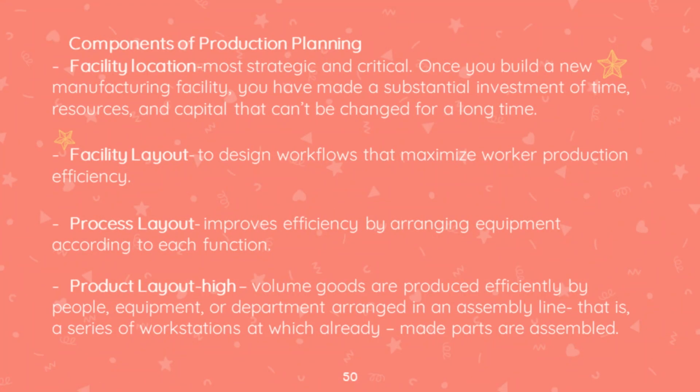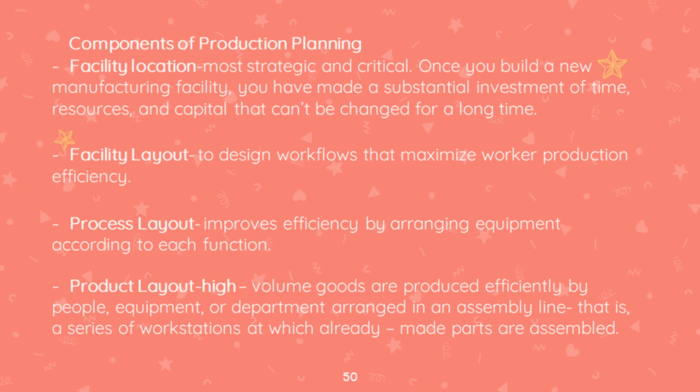Components of production planning. Facility location: most strategic and critical. Once you build a new manufacturing facility, you have made a substantial investment of time, resources, and capital that can't be changed for a long time.